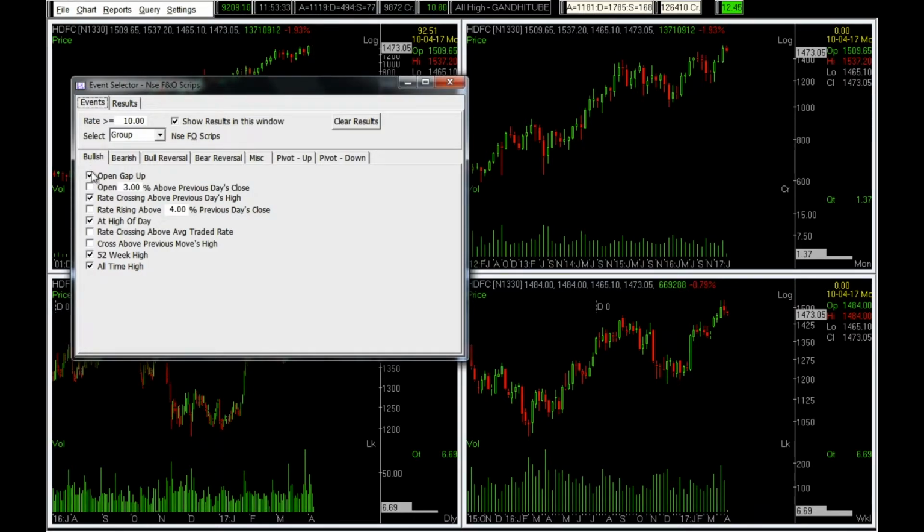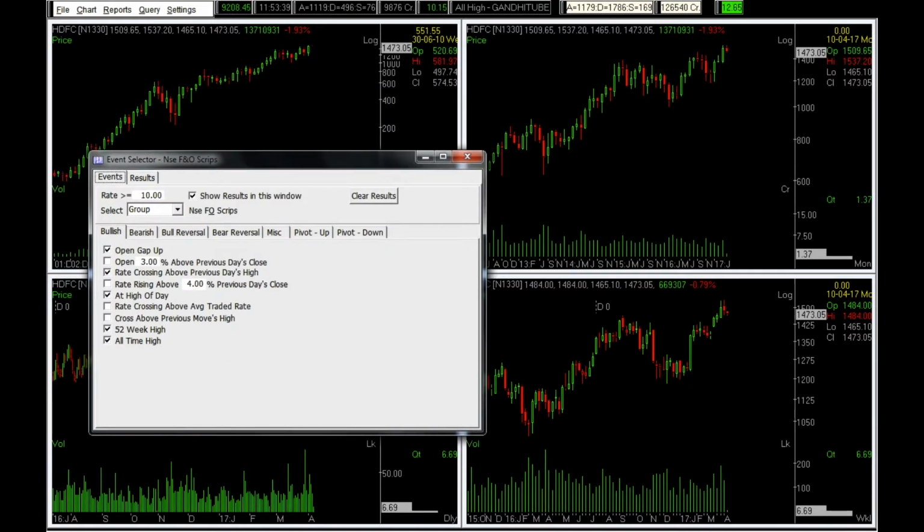You come to bullish and you find that there are so many events. You can tick them all, but I strongly suggest not to. Only use ones which are useful. Let's say, for example, the ones I have ticked here are open gap up, the rate right now is crossing above previous day's high, currently it's at the highest point of the day, it's at a 52-week high and it's at an all-time high. These are all bullish criteria.